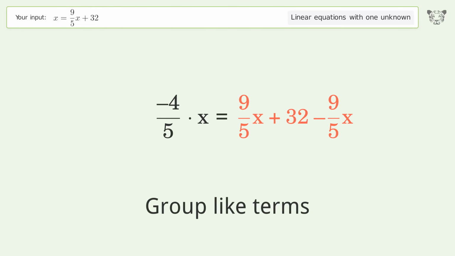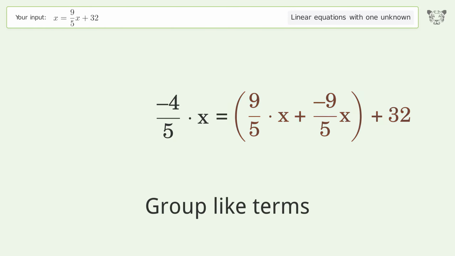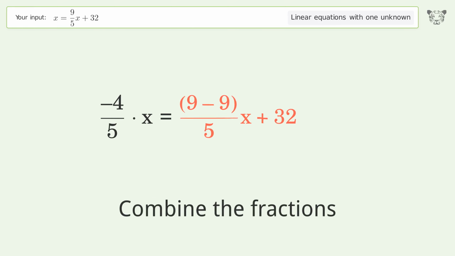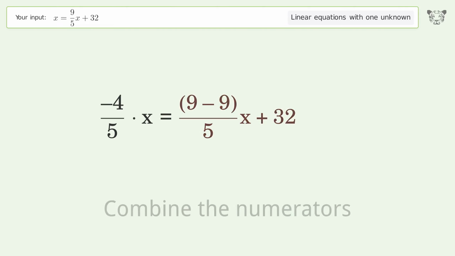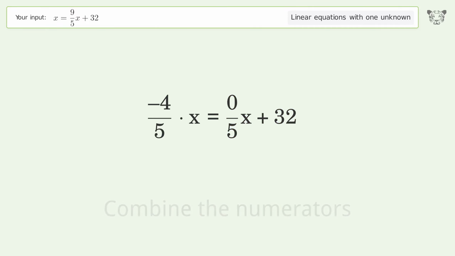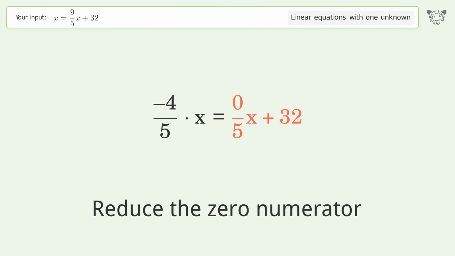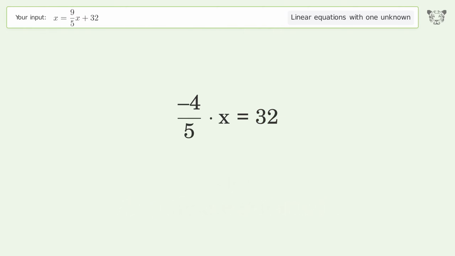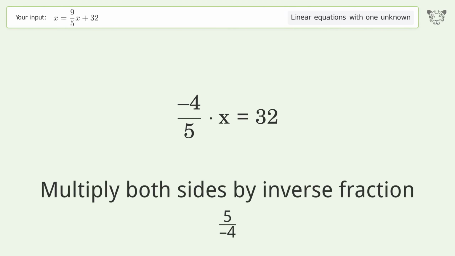Group like terms. Combine the fractions. Combine the numerators. Reduce the zero numerator. Simplify the arithmetic. Isolate the x. Multiply both sides by inverse fraction 5/-4.